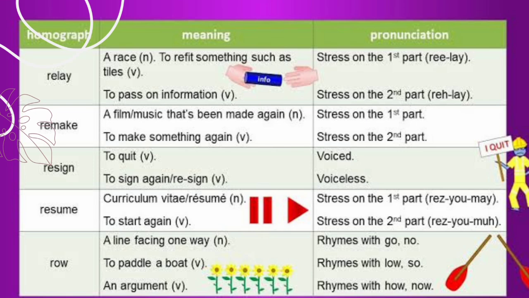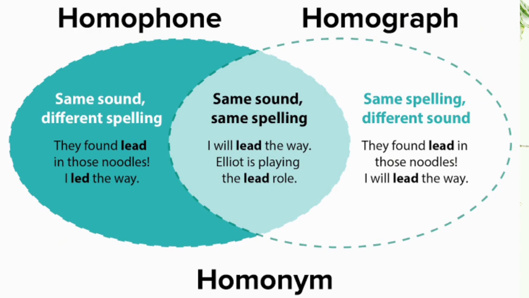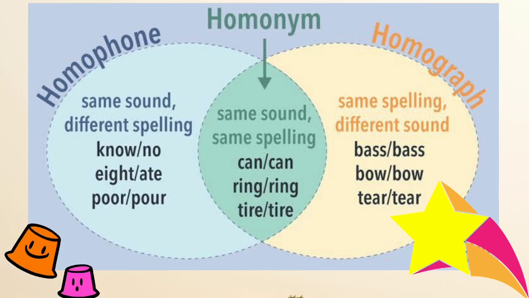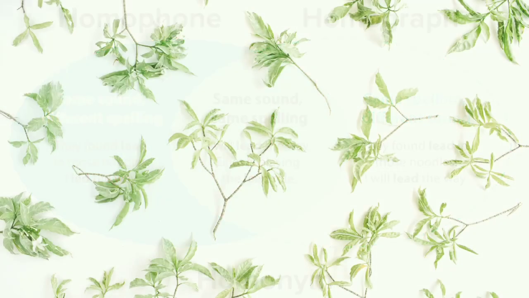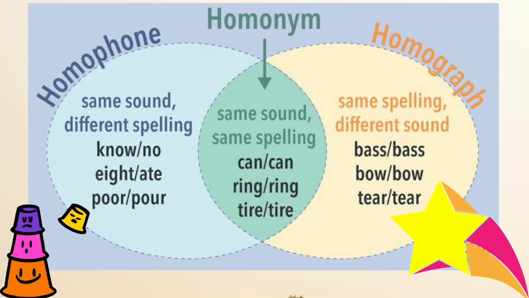We also have other examples like resume. When it is a curriculum vitae, it is pronounced as resume. And when it refers to starting again or beginning something, it is pronounced resume. You can see the difference. So simply put, homophone means same sound but different spellings and meanings. Homonym means same sound, same spelling but different meanings, while homograph means same spelling but different sounds and meanings.